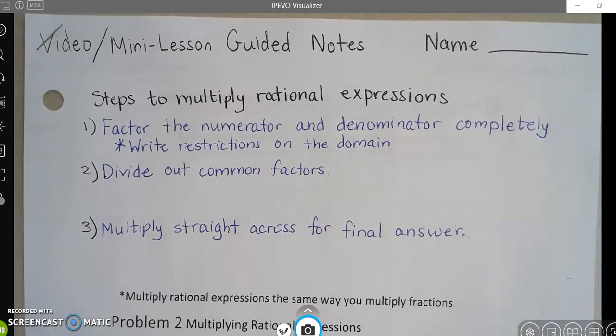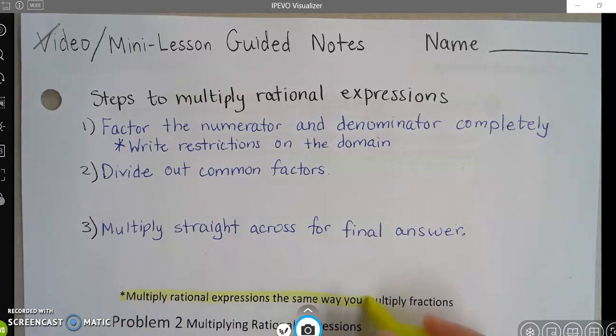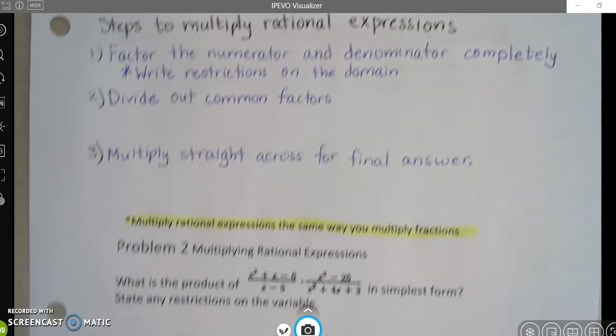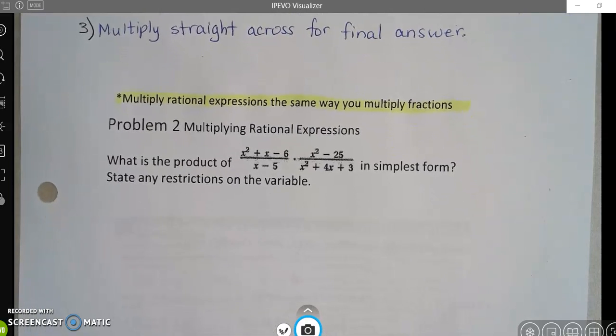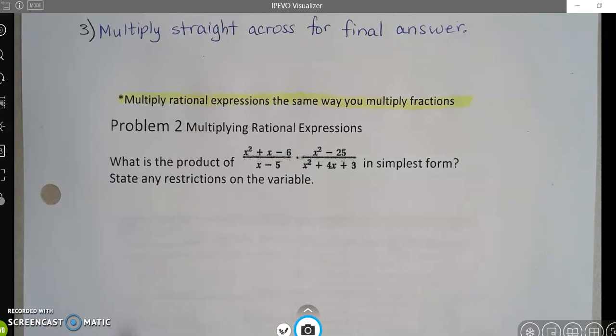So let's take a look at our problem that we are going to begin with. Notice that when you're multiplying rational expressions, it's exactly the same as when you multiply fractions. So you're going to find that we're doing the same thing, we're just using algebra. So for problem 2, what is the product of x squared plus x minus 6 over x minus 5 times x squared minus 25 over x squared plus 4x plus 3 in the simplest form? And we must state restrictions.